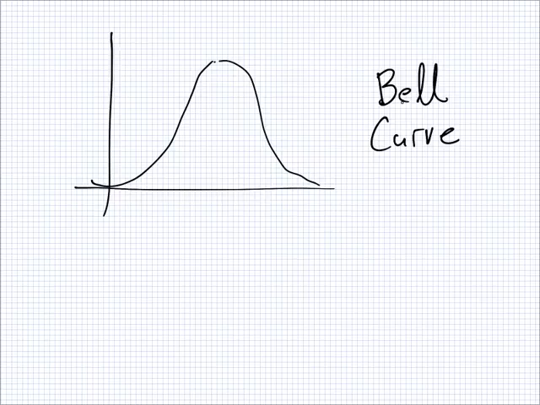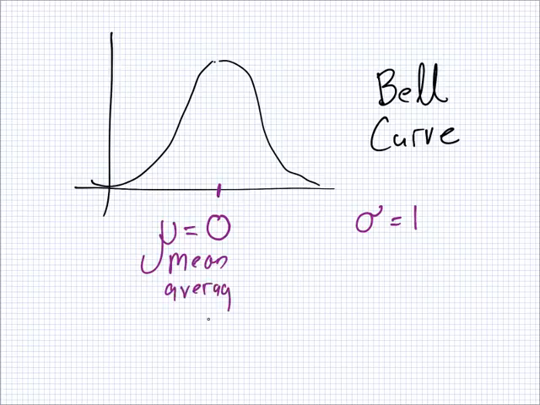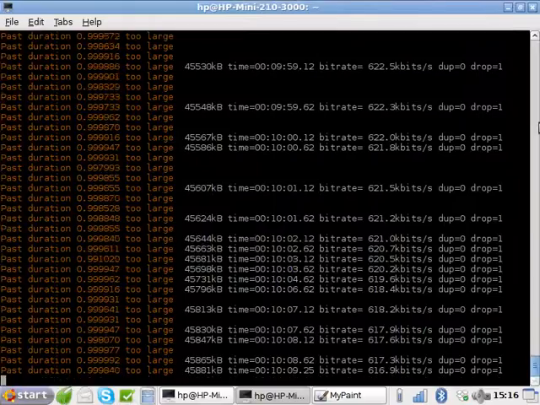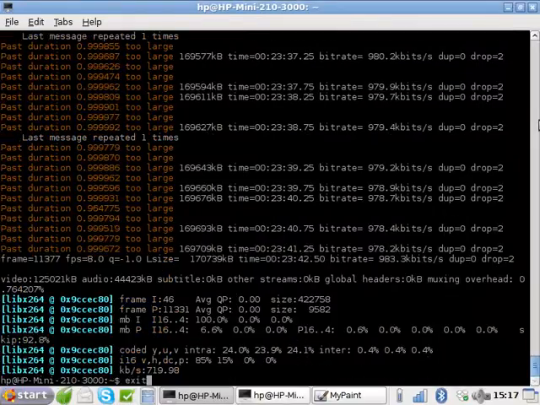So there's a very special type of bell curve that has a mean average of 0 and a standard deviation of 1. And we usually use this symbol to mean average. So this is the mean average and this is the standard deviation, and this is our bell curve. So this is a bell curve with a mean of 0 and a standard deviation of 1. So I'll show you what that data looks like now.